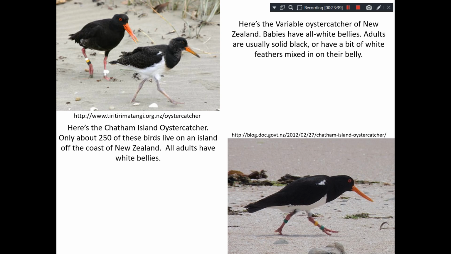Especially in the Chatham Island, off the coast of New Zealand, only about 250 of these birds live on this island. All adults have white bellies. On the mainland, the young ones have white bellies. But in the case of the Chatham Islands, this oystercatcher, all adults have white bellies.